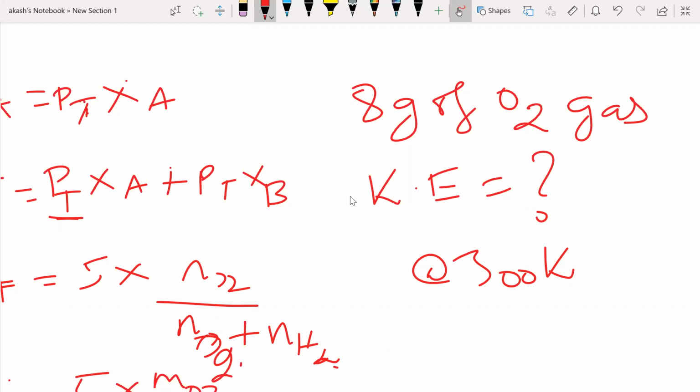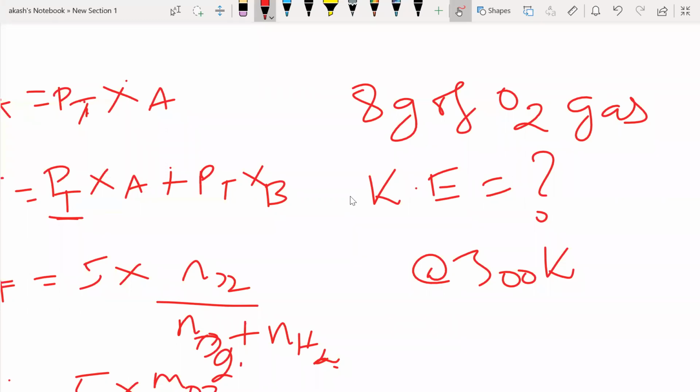What is the formula which I have to use? What is the formula? 3 by 2 RT, or 3 by 2 KT. Correct. So now the chaos comes. Either it's going to be 3 by 2 KT, that is KBT, or is it going to be 3 by 2 RT? You tell me which can be used.